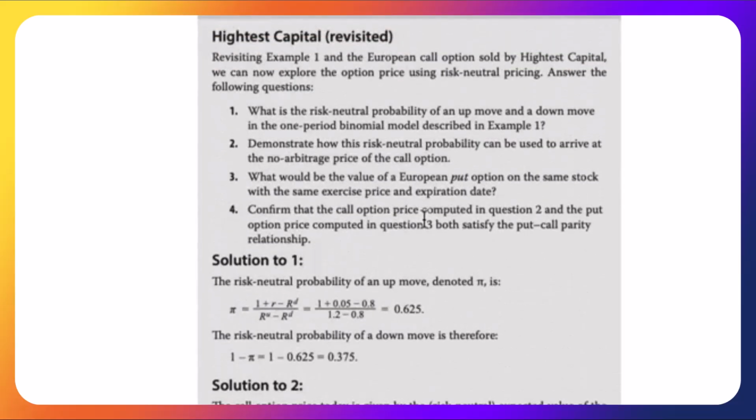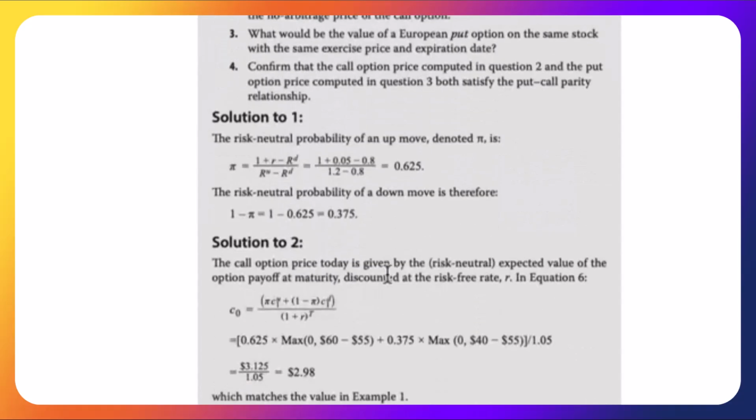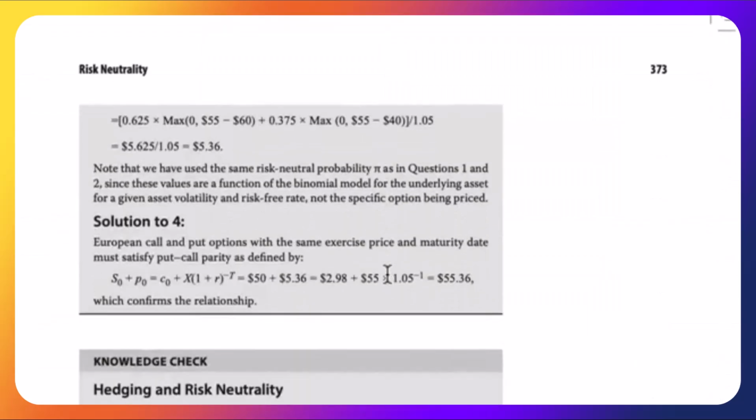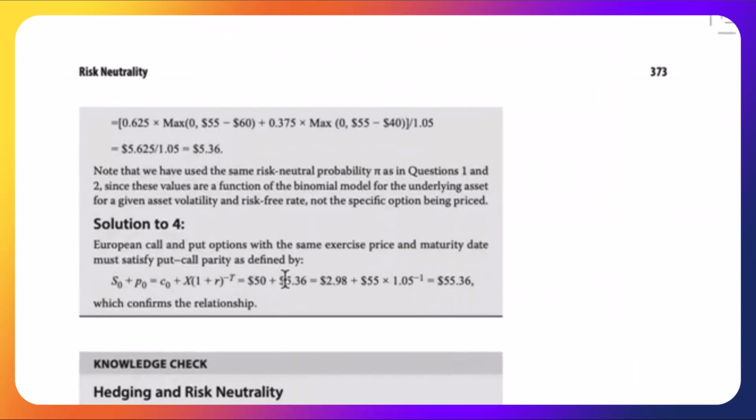Confirm that the call option price computed in question 2 and the put option price computed in question 3 both satisfy the put-call parity relationship. So all we're doing is we're saying, well, we calculated 5.36 and we calculated 2.98, show that they equal each other. So it's just 50 plus 5.36 equals 2.98 plus 55. The 55 discounted back equals 55.36. All you have to do is just demonstrate that both sides are equal.